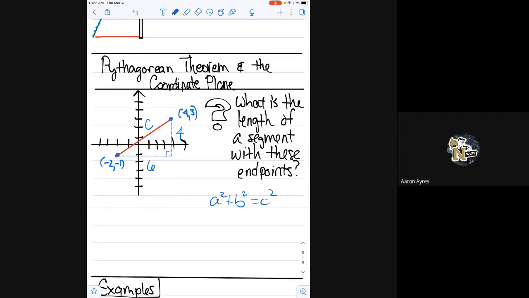Count levels. Yeah, you can do it either way. That's fine. So check it out: from here to the top, 1, 2, 3, 4. That's how you get your 4. From here to the right, 1, 2, 3, 4, 5, 6. That's how you get it.